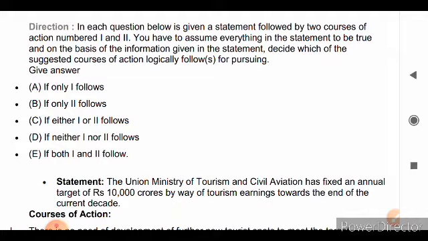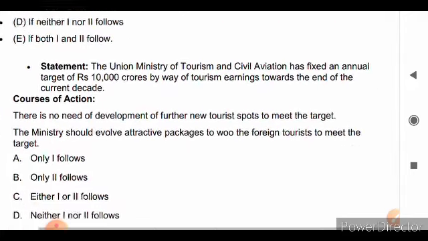You have to assume everything in the statement to be true and, on the basis of the information given in the statement, decide which of the suggested courses of action logically follows for pursuing. Give answer A if only one follows, B if only two follows, C if either one or two follows, D if neither one nor two follows, and E if both one and two follow.